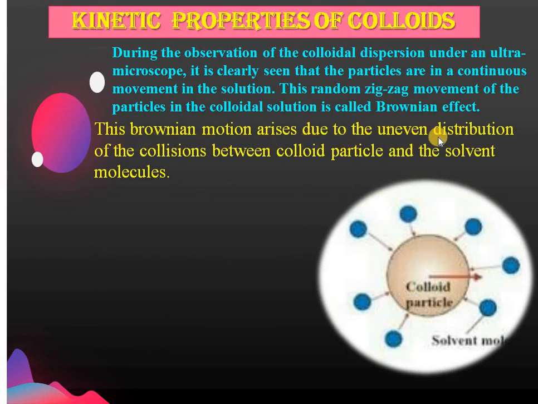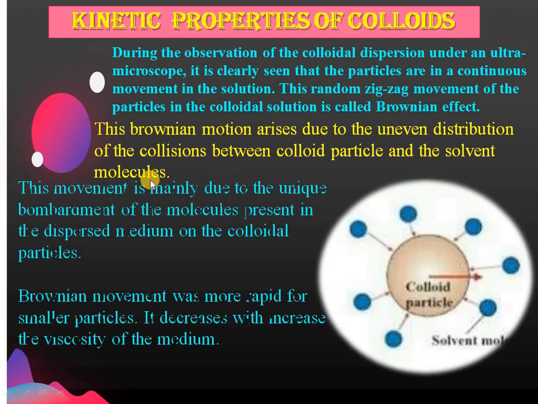Brownian motion arises due to the uneven distribution of collisions between the colloidal particles and the solvent molecules. This means that the dispersion medium and the dispersed phase collide with each other. This movement is mainly due to the uneven bombardment of the molecules present in the dispersion medium on the colloidal particles. So we can say Brownian movement is more rapid for smaller particles, and it decreases as the particle size increases or the viscosity of the medium increases, because if the solution is more viscous, the particles will not move as fast as they can in a dilute solution.